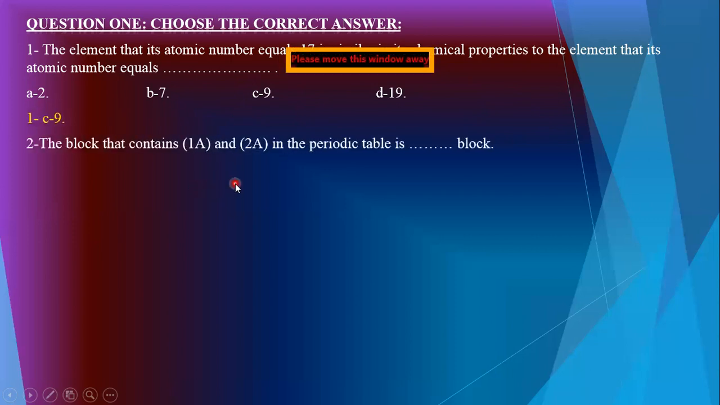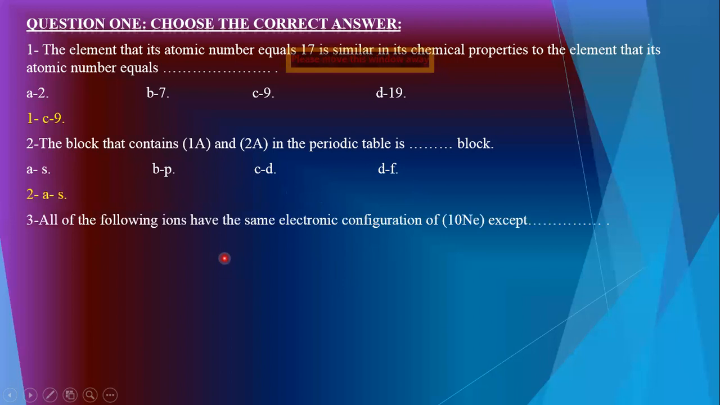Question number 2. Block containing 1A and 2A in the periodic table. We know this block is at the left side, the maximum left side of the periodic table, which is the S block. P is on the right side, D in the middle, and F below the table. So the answer is S.